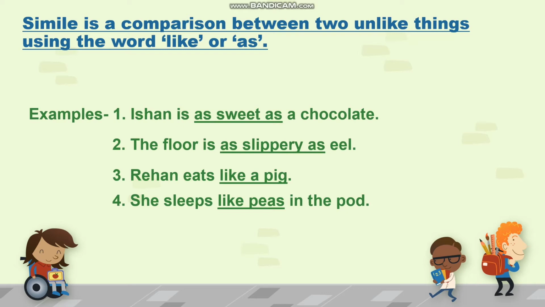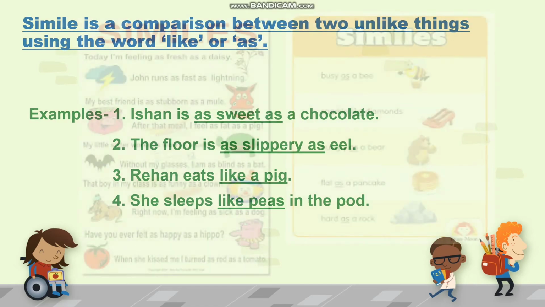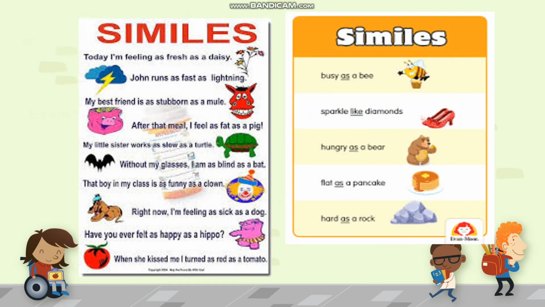So basically in these sentences also we are comparing two unlike things. दो अलग चीजों को हम साथ में compare कर रहे हैं using as or like. Perfect. But you have to write all these things in your notebook, okay? Don't miss out on anything. Now quickly let's take some more examples because जितने हम examples लेते हैं उतना हमें clear होता है.